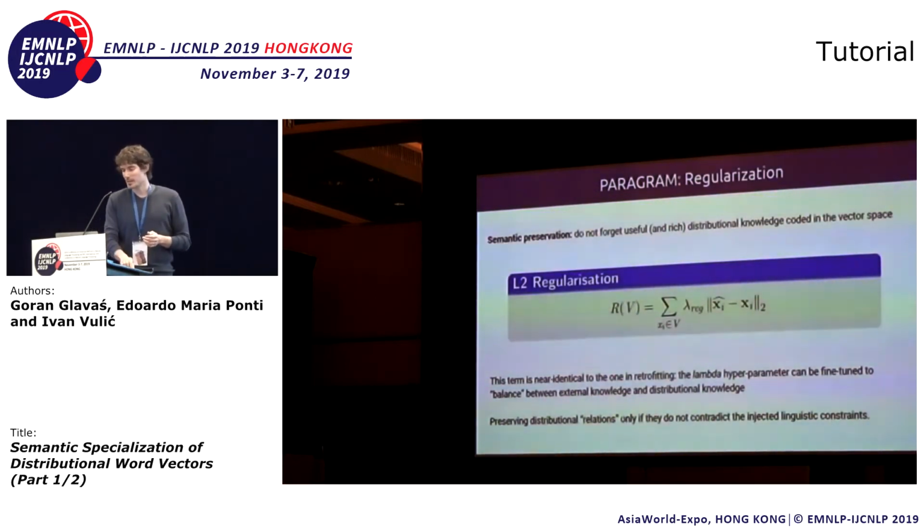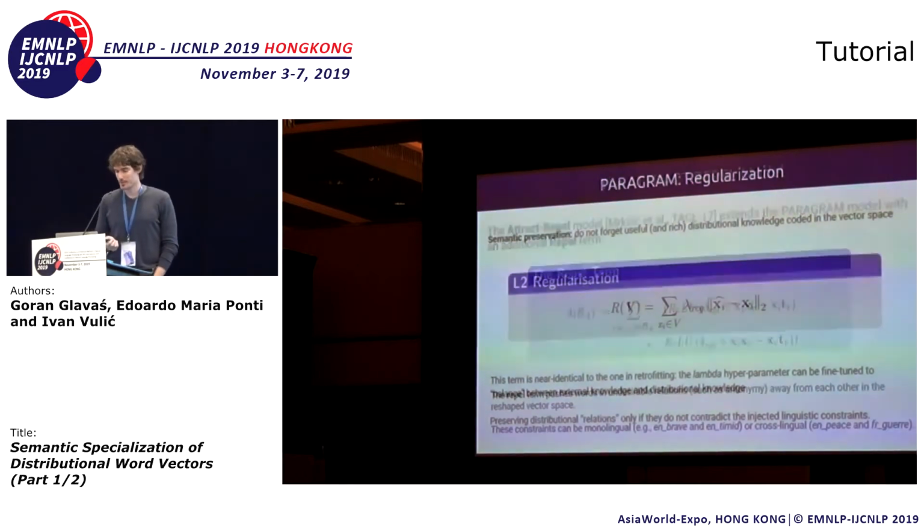And the paragram method again moves back to the original regularization of retrofitting. It's just a simple Euclidean distance minimization between the original distributional estimate and your specialized vector, which can be fine-tuned with this additional lambda parameter. But usually we found in our experiments that just fixing it to a small value, I think 10 to the minus 9, actually works best, so it doesn't really involve a lot of fine-tuning.